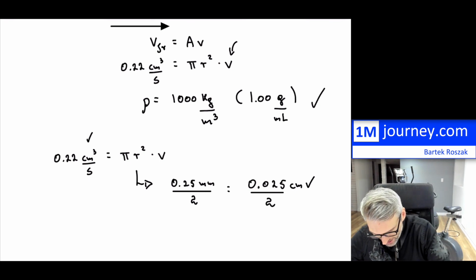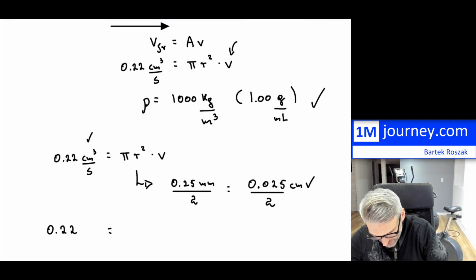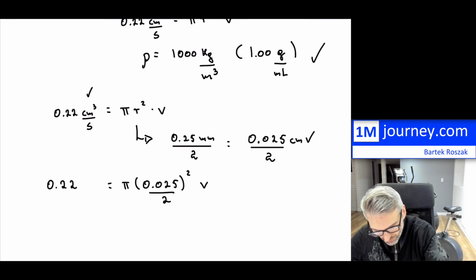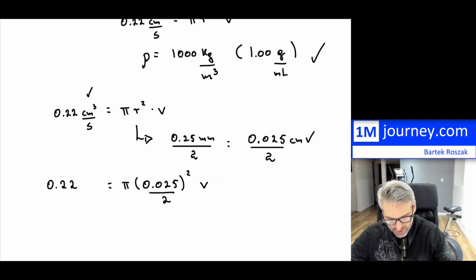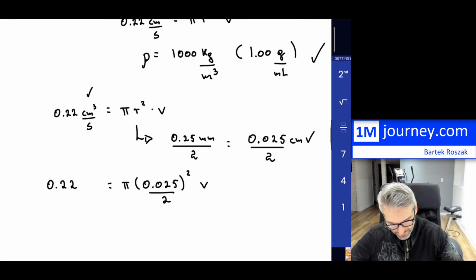Okay, so if I do that, let's put in this 0.22. This is just pi r squared, so I'm going to substitute this back in here, divided by 2, and this is squared. And then this is going to give me my v. All right, so we're going to isolate for this. Okay, so let's do that. I'm going to take out my calculator, and we'll find out what we get.